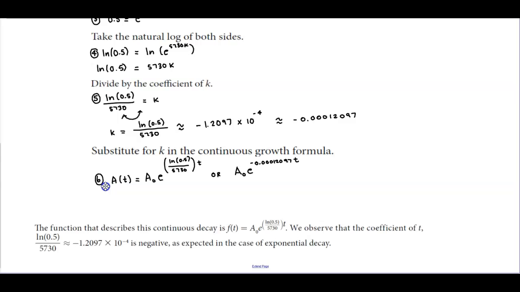So the model or the growth formula would be the following. We can put it in this form where we just leave it as the natural log of 0.5 divided by 5,730. But again, as I stated before, 99% of the time they want you to write it in this form. So it's going to be the original amount times e to the value of k times t.